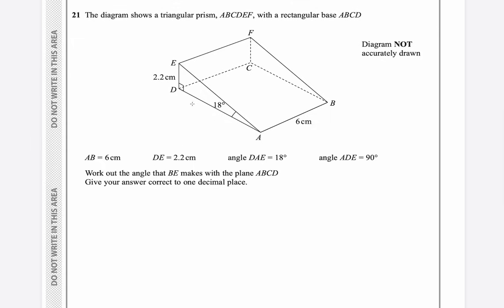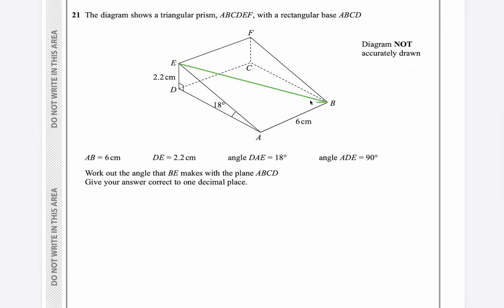Work out the angle that BE makes with the plane. Give your answer correct to one decimal place. Okay, so first things first, guys, what angle are we actually trying to find? We are trying to find the angle that BE makes with the plane.